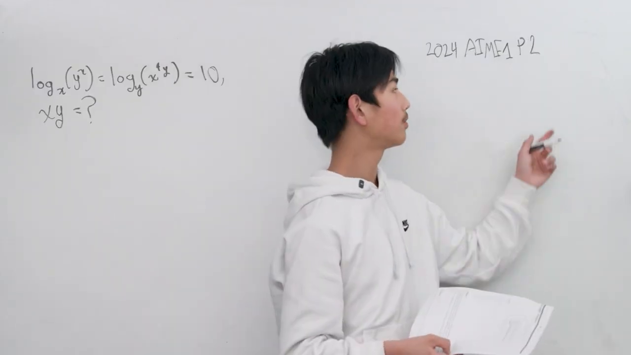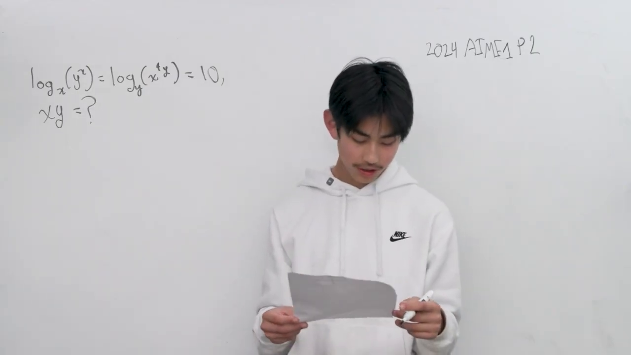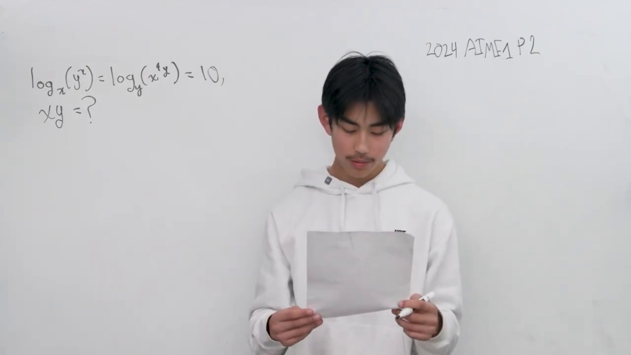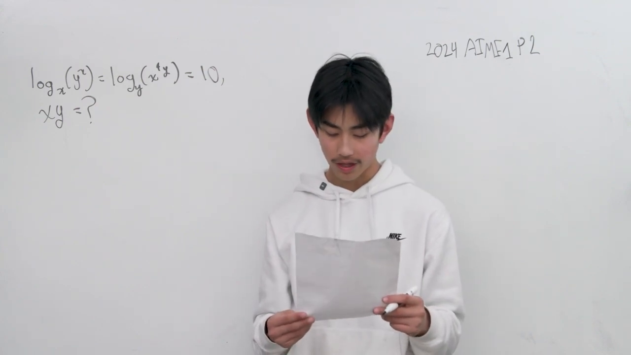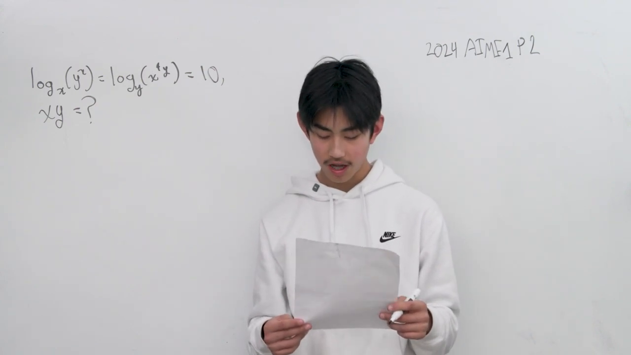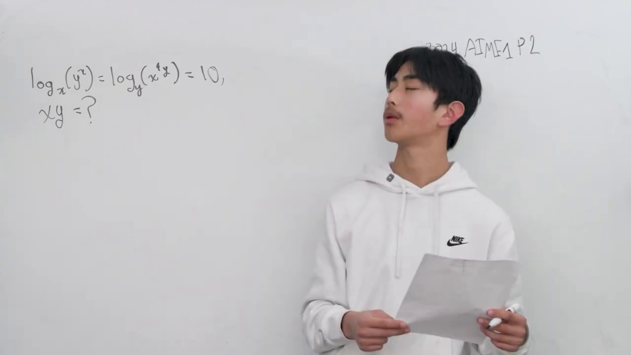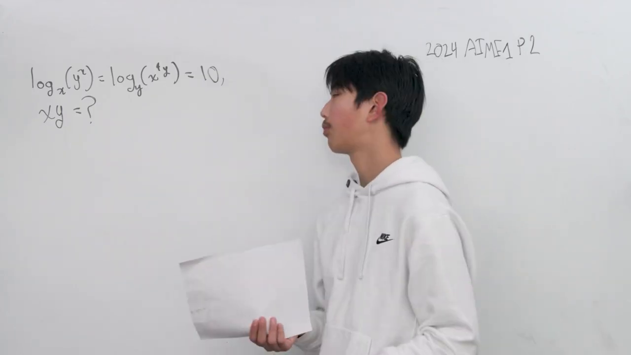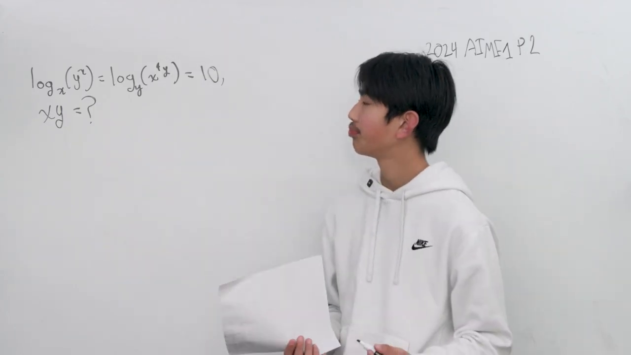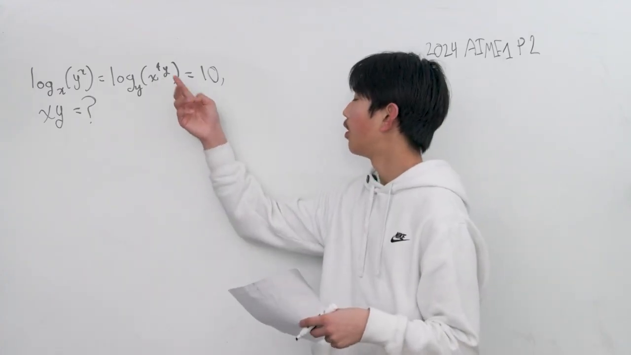We're solving problem 2 from the 2024 AIME 1. There exist real numbers x and y, both greater than 1, such that log base x of y to the power of x equals log base y of x to the power of 4y equals 10. Find xy. Now this problem requires the use of logarithmic properties, and it might seem really complicated that we have powers in this part of a logarithm.